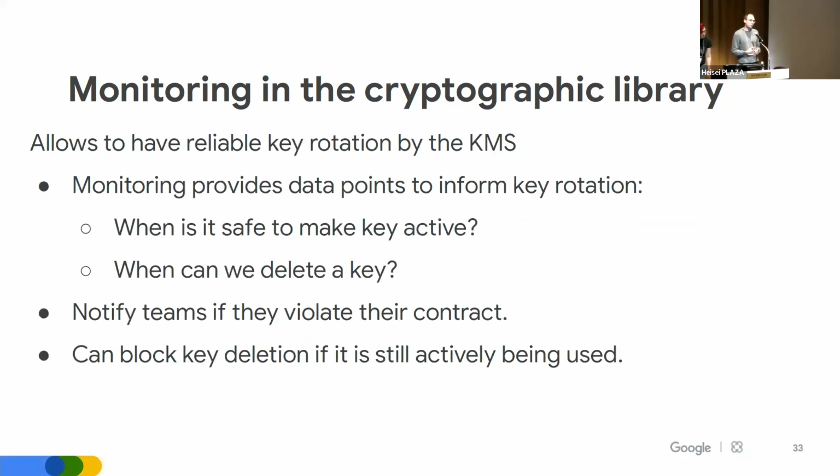And this allows us to improve reliability of key rotation because we get useful signals from this, for instance, when is it safe to make a key active? Or also when can we delete a key? We know exactly whether this inactive key is still being used anywhere. We can also notify the teams if they violate, for instance, what I mentioned they set up: how long do I need my ciphertext to be available? By directly monitoring in the cryptographic library, we can now know whether they are holding up this contract. And in the worst case, we can also block the key rotation if we notice someone is still actively using this old key material.